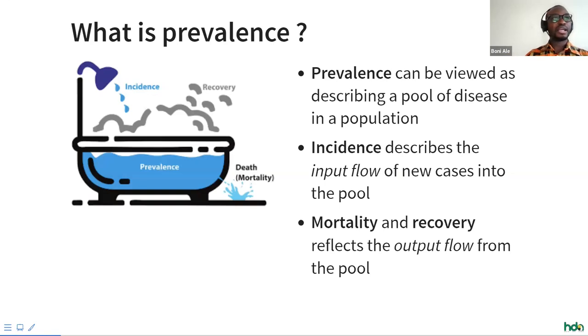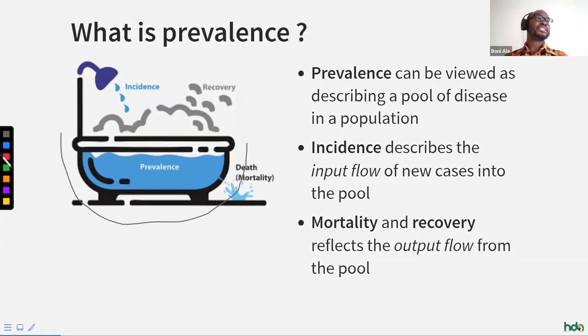So let's start with some housekeeping. Let's see what prevalence actually is, because today we'll talk about the prevalence of hypertension. If you see this pool, it is like a pool of all the disease that we have in the community. In this pool we have water dropping in, which are the new cases of the disease, called the incidence. Some water is dropping off, which are people who died, and some is evaporating, which are those who recovered. So prevalence is basically the number of existing cases of the disease in the population. I hope that makes it clear for all.